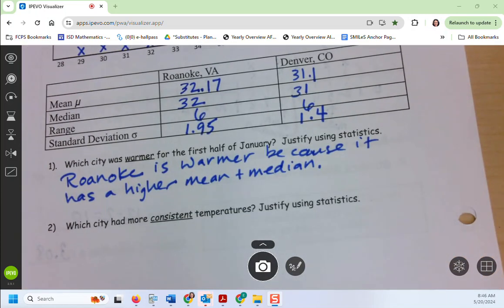More consistent temperatures means that they're less spread out. It means that it's more reliable to have that temperature in January.